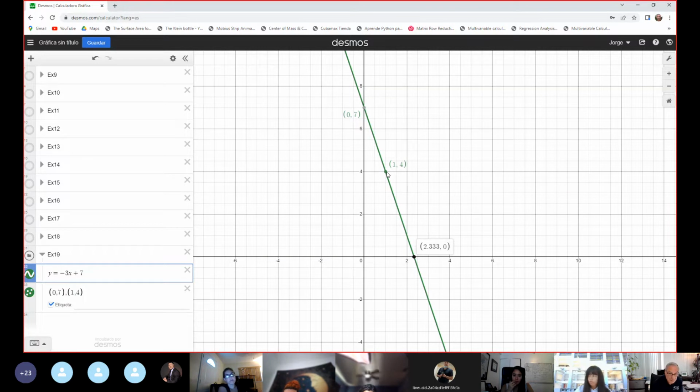Okay, in this case, the graph looks like it goes down. This is option D. The slope is negative 3, and the y-intercept is 0,7. Do you understand this very well or no?